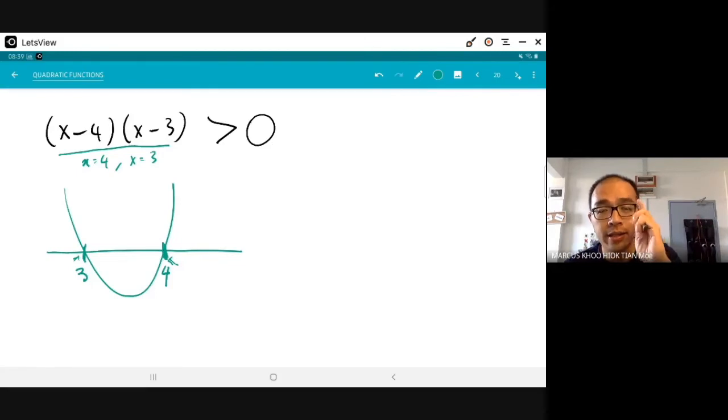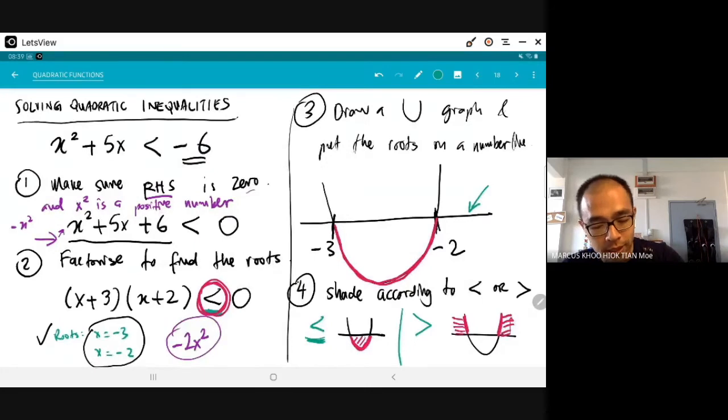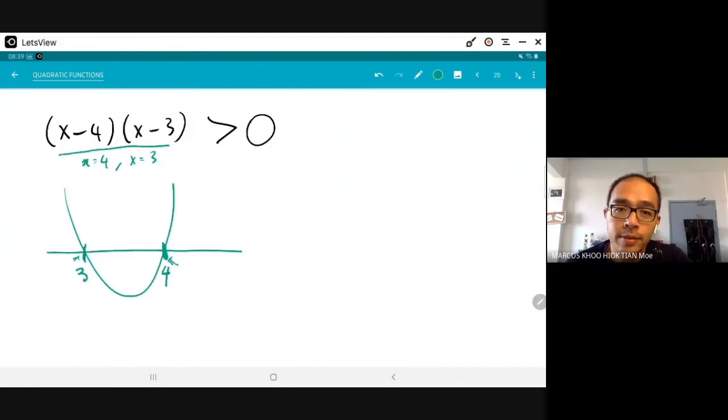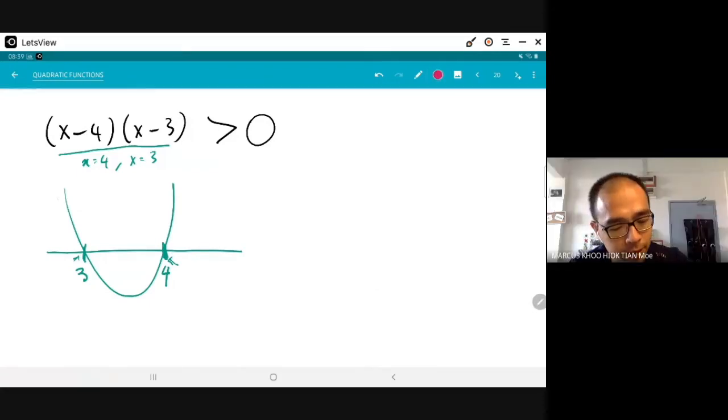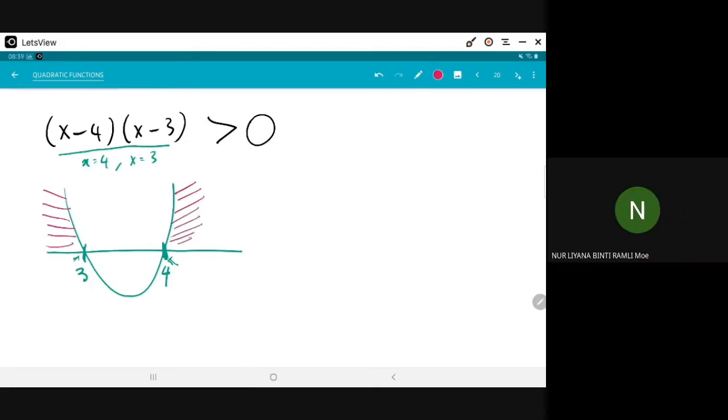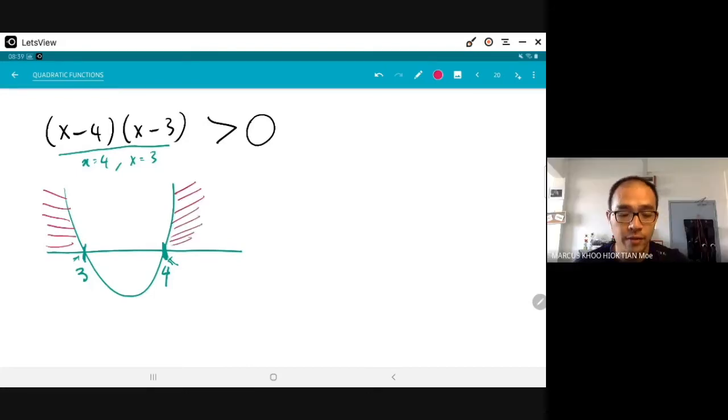Okay. Second thing, mana yang saya lorek? Adakah saya melorek satu tempat saja atau saya kena lorek dua tempat? Saya lorek satu tempat saja di tengah-tengah atau saya lorek dua tempat yang di tepi-tepi? Dua tempat. Okay, dua tempat di tepi-tepi. Macam mana kamu tahu? Because greater kan? Very good. Because the sign is greater.